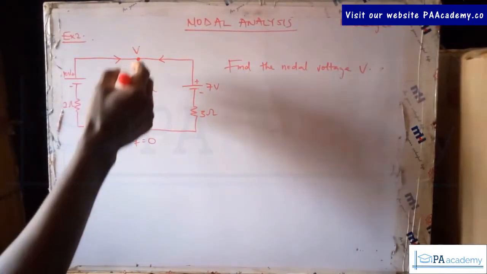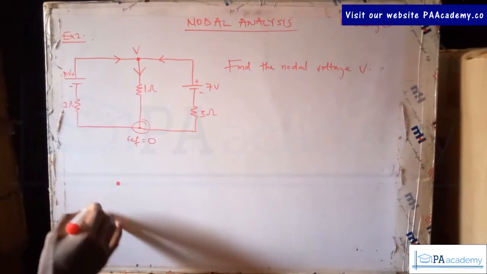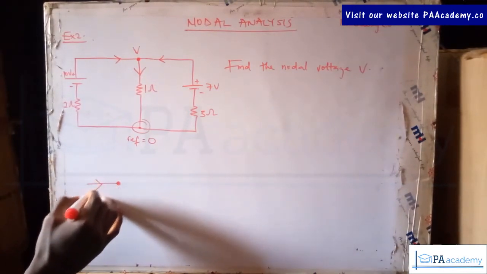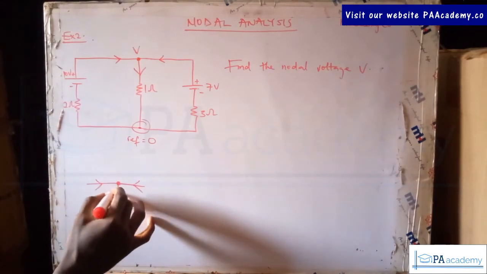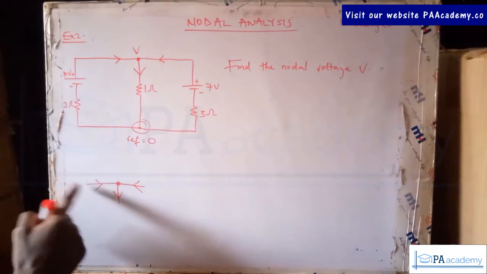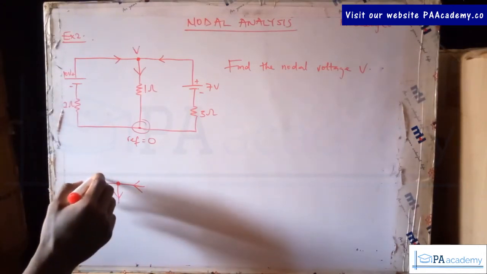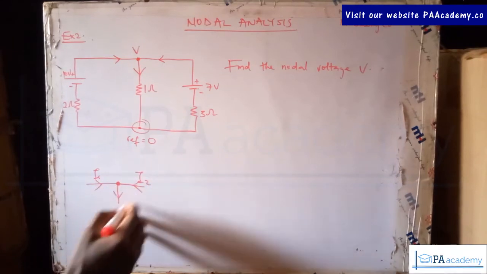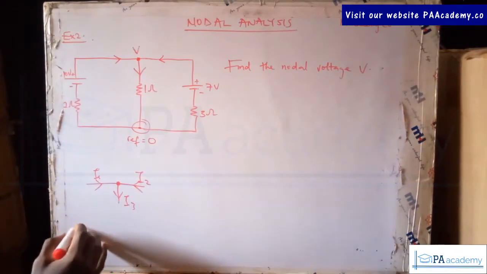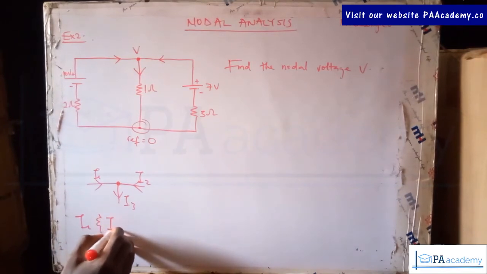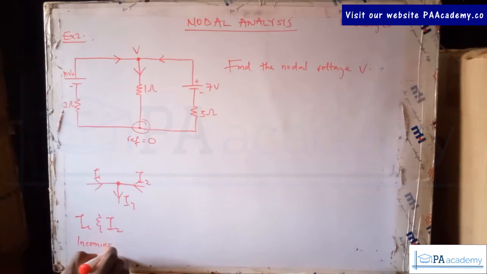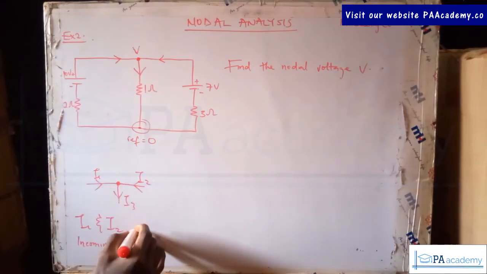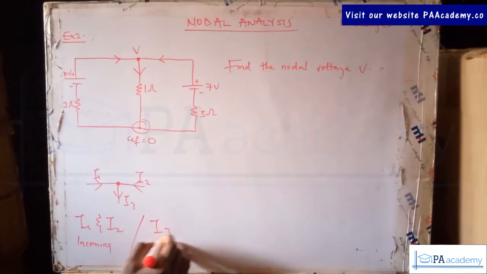So what this means is that at this particular node V, if I'm to indicate it here, there is a current like this. Okay, so this is it. So what it means is that we have 2 incoming currents and 1 outgoing current. So this here, let me call it I1, I2, and this is I3. So I1 and I2 are incoming currents entering into this node, while I3 is the outgoing current.